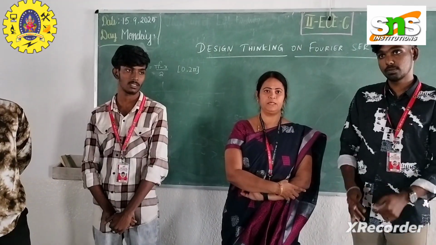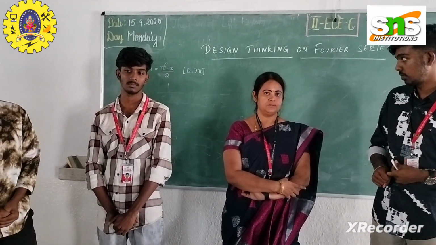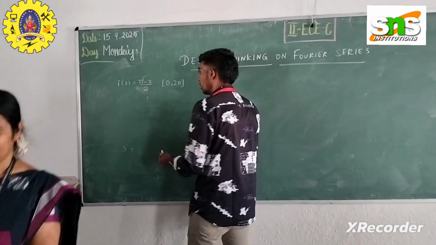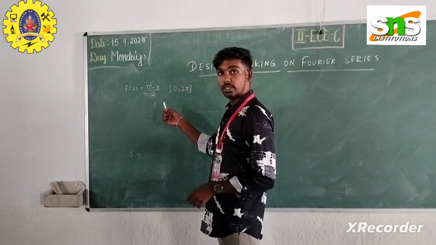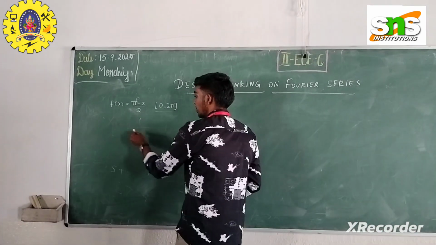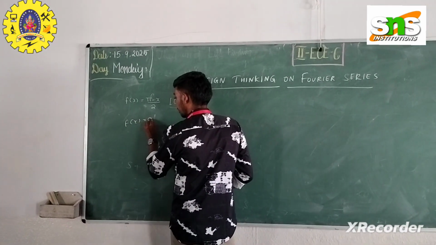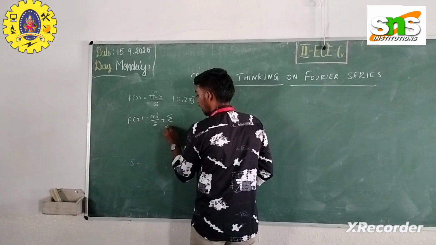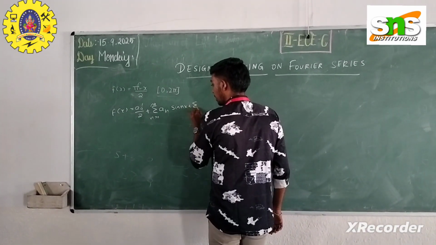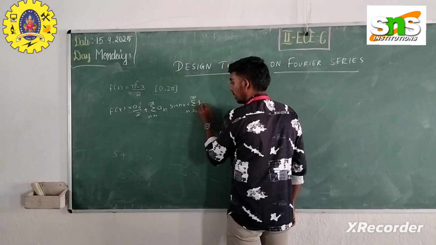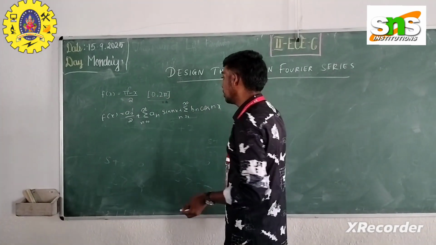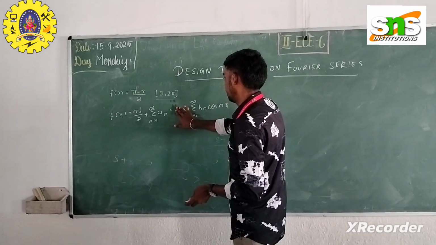So let us consider a mathematical problem and analyze the ideate part. That will be done by Darshan. Here we have the equation f of x is equal to pi minus x by 2 with the limit of 0 to 2 pi. For the Fourier series we have the formula for 0 to 2 pi: f of x is equal to a0 by 2 plus summation n from 1 to infinity of an cos nx plus summation n from 1 to infinity of bn sin nx.